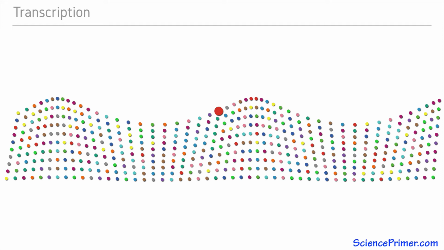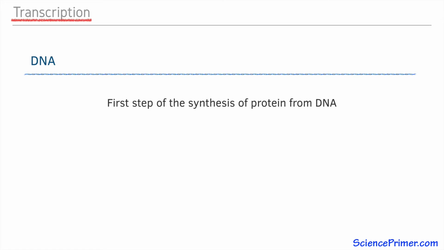Every living cell contains a complete set of instructions on how to synthesize all of the proteins needed to support life. These instructions are carried in the order of bases along strands of DNA. The process by which cells use this information to synthesize proteins occurs over several steps. The first of these steps is referred to as transcription.